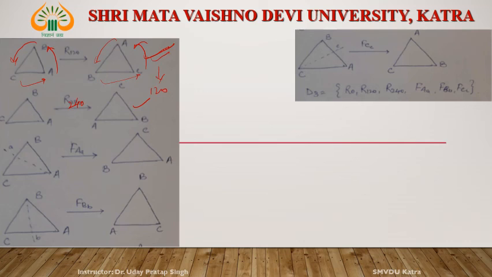Now, what is f of A? It is a reflection operation: A is fixed, and B and C are interchanged. For f of B, B is fixed, and C and A are interchanged. For f of C, C is fixed, and A and B are interchanged. Now, what is D3? R0, R120, R240, f of A, f of B, f of C. This also forms a group with respect to the composition operation.